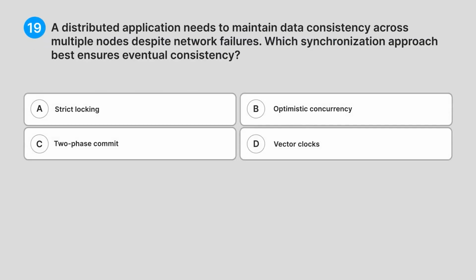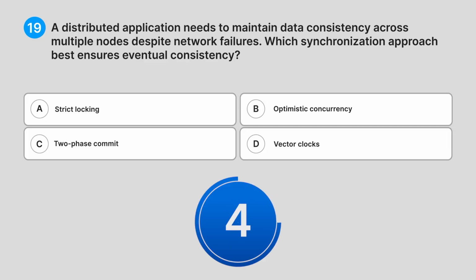19. A distributed application needs to maintain data consistency across multiple nodes despite network failures. Which synchronization approach best ensures eventual consistency? A. Strict locking. B. Optimistic concurrency. C. Two-phase commit. D. Vector clocks. Can you guess the answer?